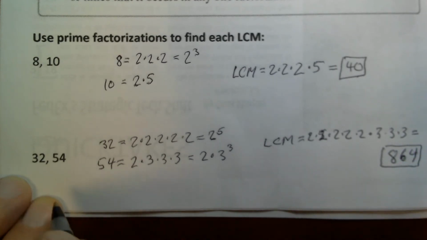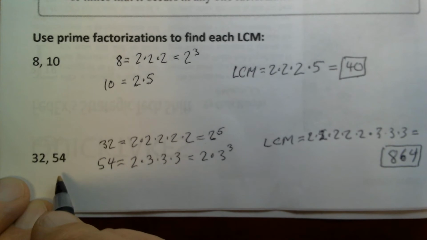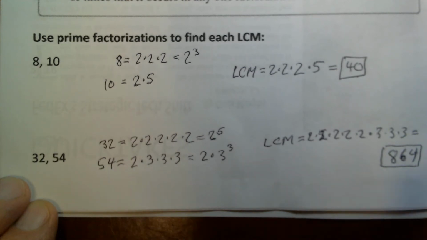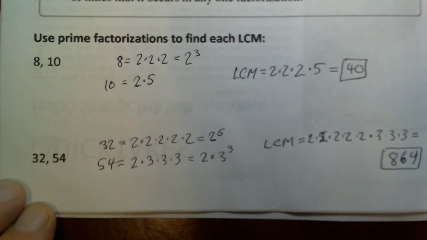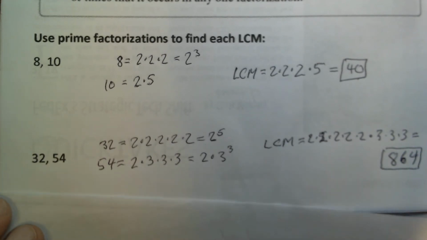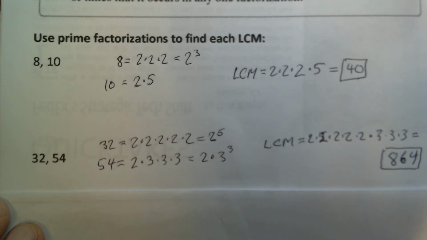So that's the LCM for 32 and 54. And you can just imagine if we had used the very first method we've used, writing multiples of each number, how cumbersome that would have been to write multiples of 54 and then multiples of 32 and then find out the smallest number for both of these. So anyway, the prime factorization is a very convenient way to find the LCM for a set of numbers.